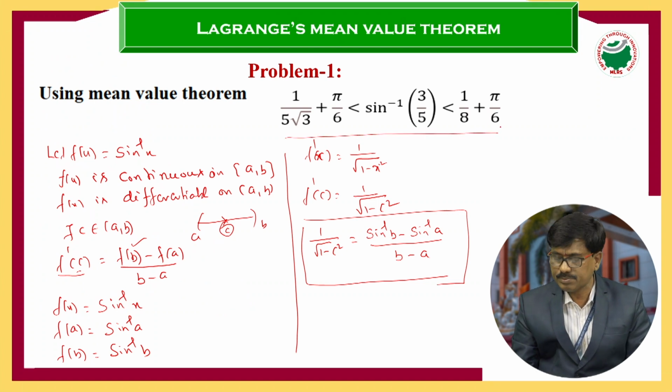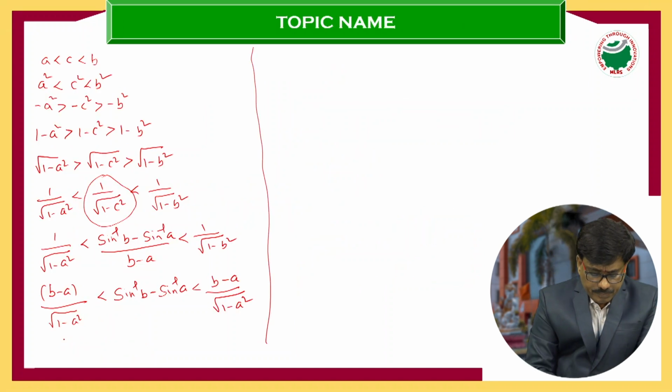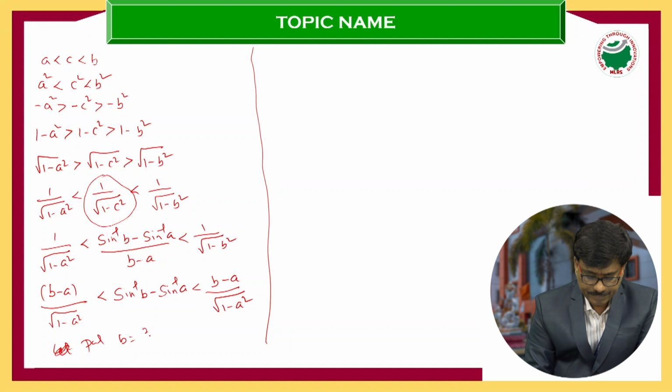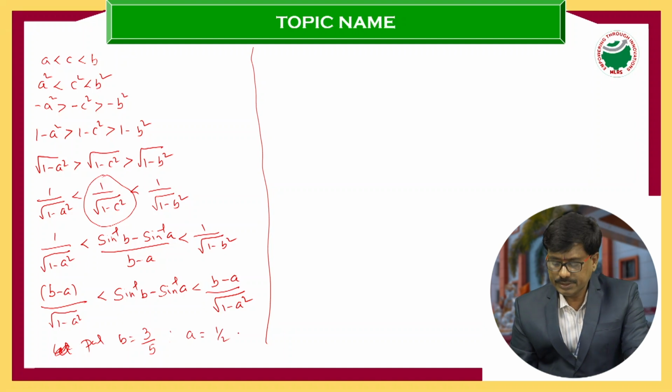Still we need to verify this inequality with particular values. Let us take A and B and substitute them in this case. Let us assume B equal to 3 by 5, and also I am going to substitute A equal to 1 by 2.